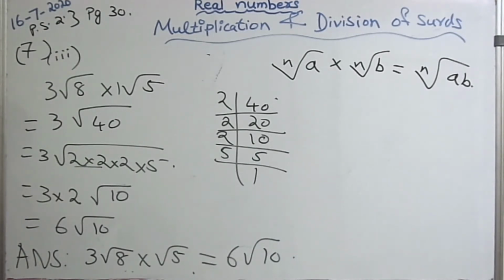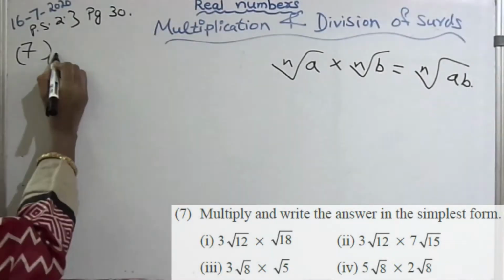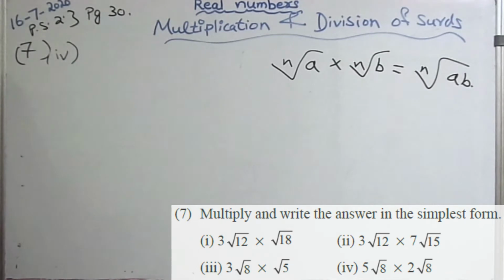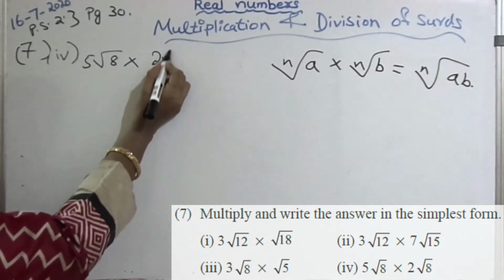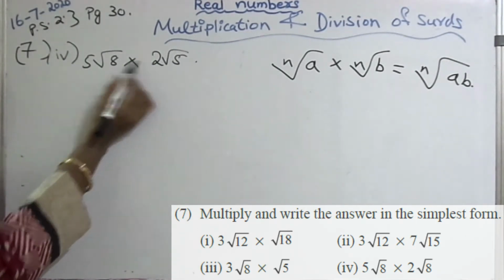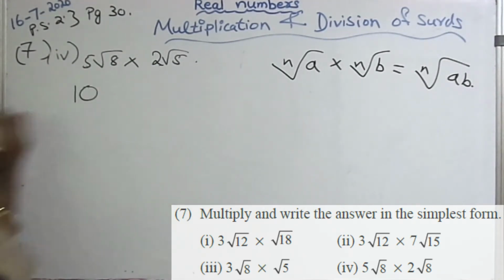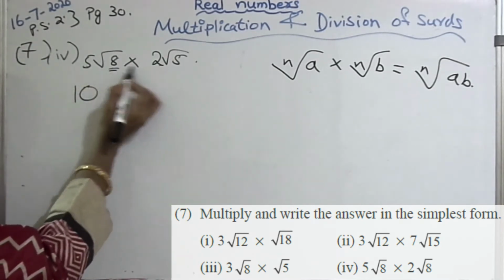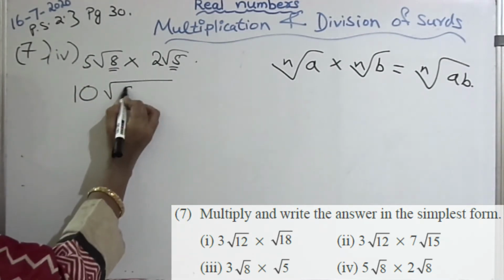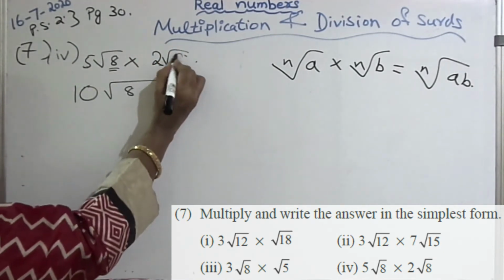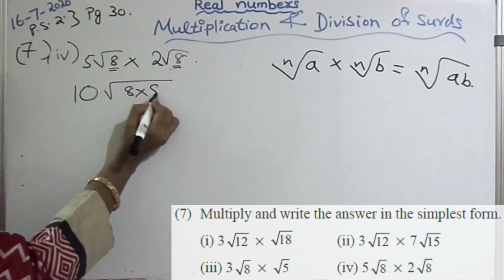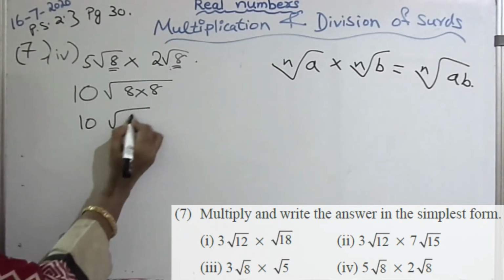Okay, now we have one last sum remaining. Let us do that also. Fourth one. 5 root 8 into 2 root 8. So multiply the rational numbers. You know how to proceed now. 5 2s are 10. Now multiply these. Root 8 into, sorry, this is not 5, this is 8 only. Root 8 into root 8. 10 root 64.